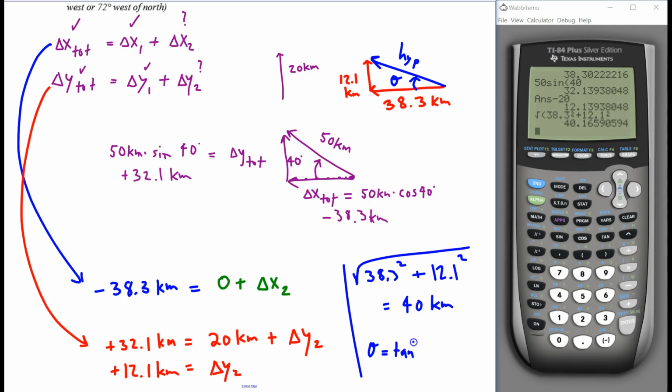The angle is the inverse tangent, so theta equals tan to the -1, and then I do opposite over adjacent. If I leave the angle, I hit the opposite leg, that's 12.1. Again, I'm dropping any negatives when I calculate the geometry of the triangle. This is 38.3. And what do we get for theta? Tan to the -1 of 12.1 over 38.3, 17.5 degrees.